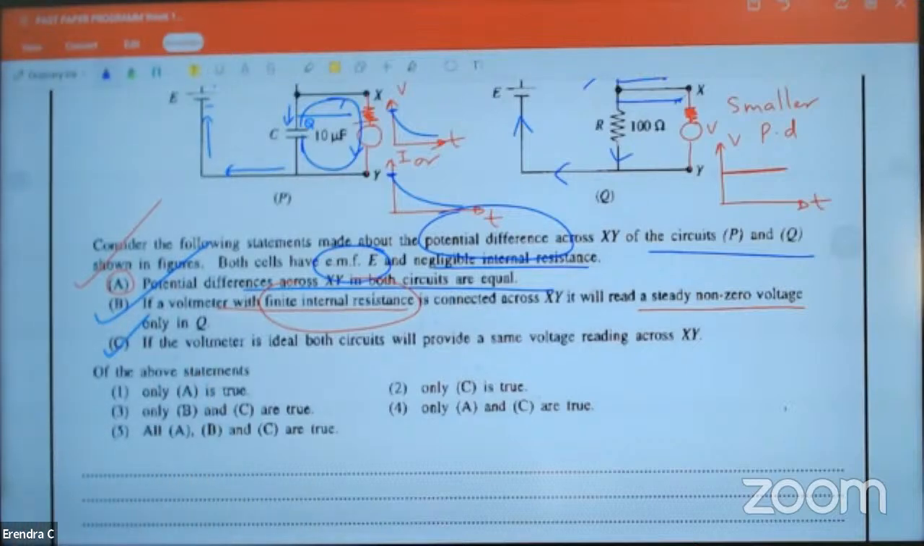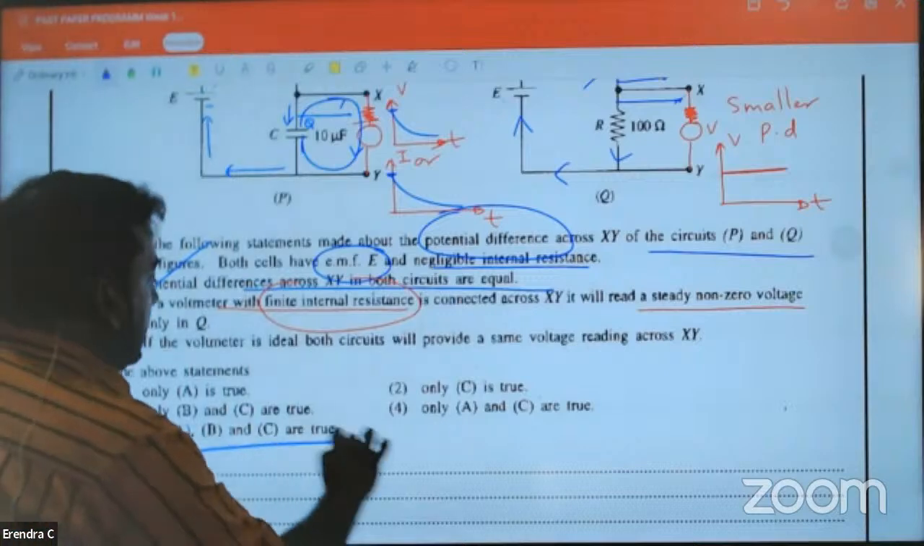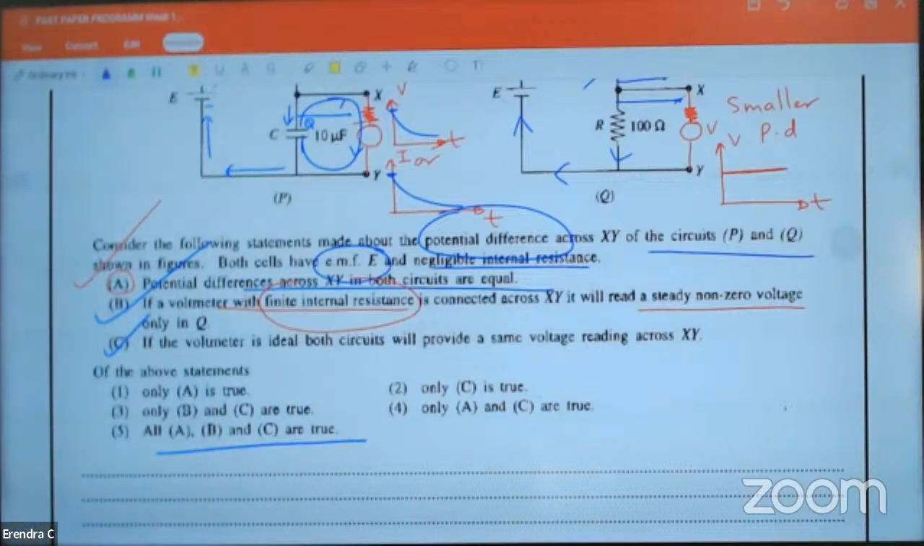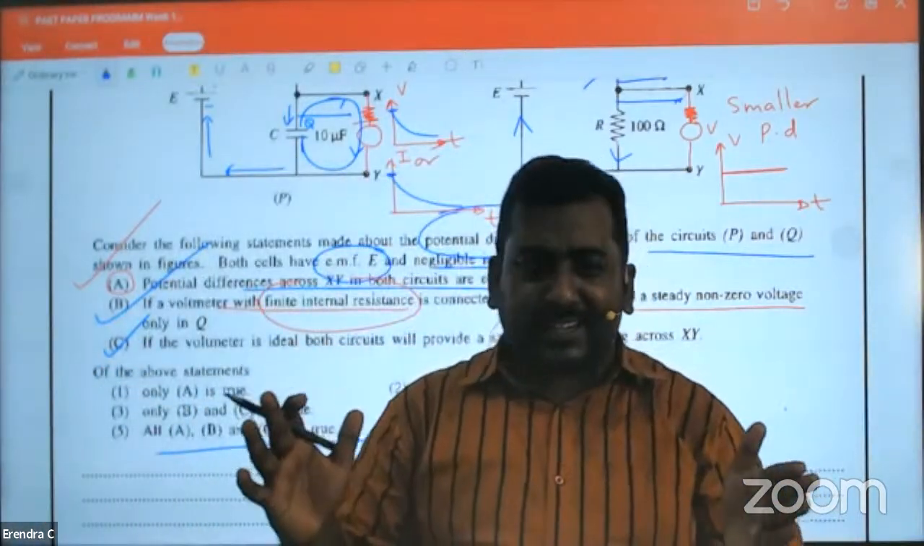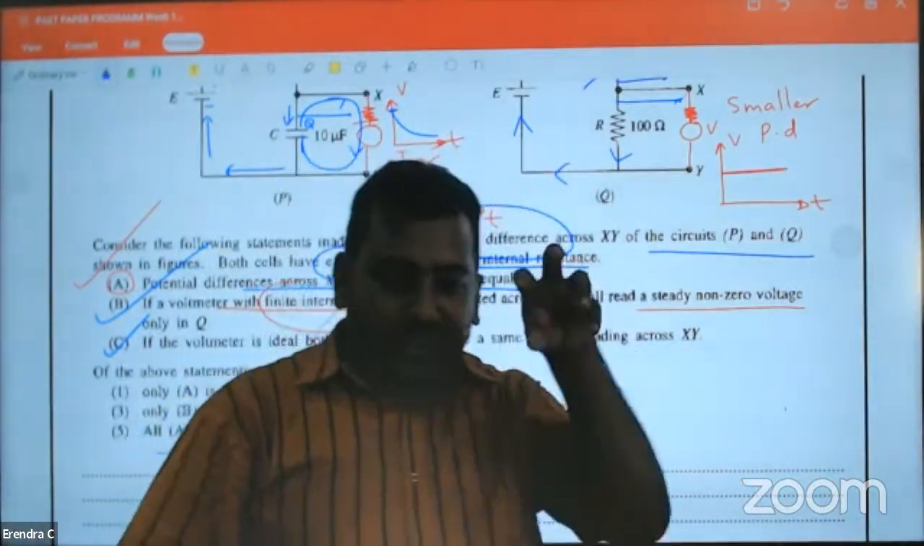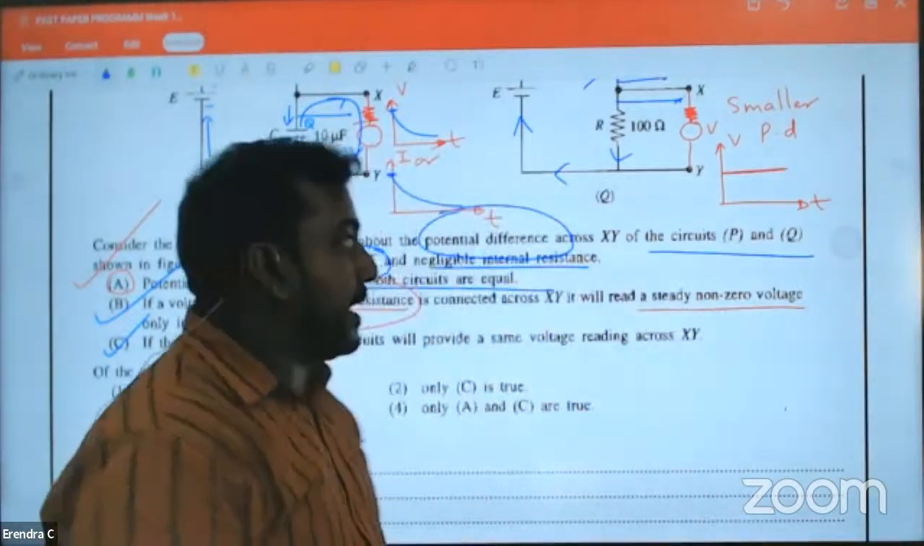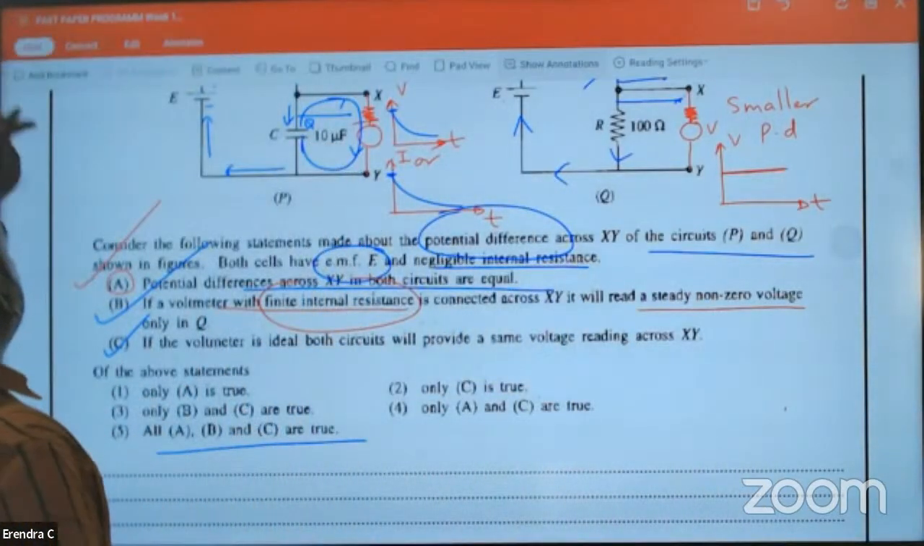So what can you say here? All A, B, C are true. Since we had some internet issue, I will explain this again quickly. Right. Yeah, look, come back again.